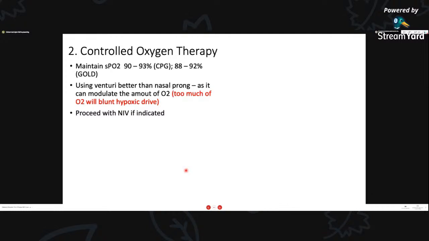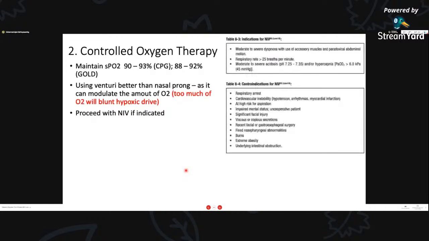Another modality of non-invasive ventilation is the BiPAP. With BiPAP, we can adjust how much pressure during inspiration and how much pressure during expiration. These are the indications for non-invasive ventilation. After giving the nasal prong or the Venturi mask, if the patient is still worsening in terms of their acidosis, their respiratory rate, and their symptoms, we up the ante with non-invasive ventilation.